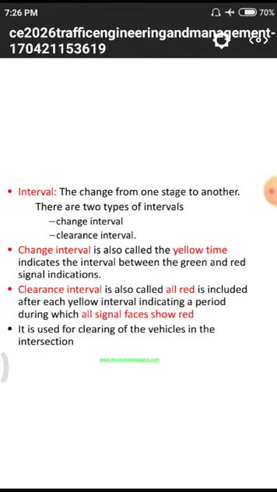After that, these are some definitions. What is an interval, what is a change interval? Here we have 3 to 4 terms we need to know. What is an interval? The change from one stage to another is called an interval. Normally in cinema theaters we have an interval, in the middle portion we take some time to relax. Likewise in traffic they also have some intervals. Those intervals are the change interval and the clearance interval.